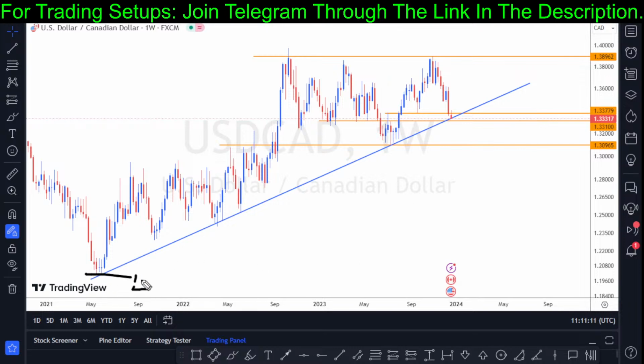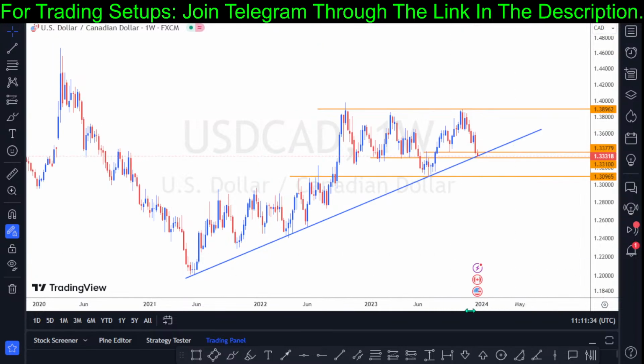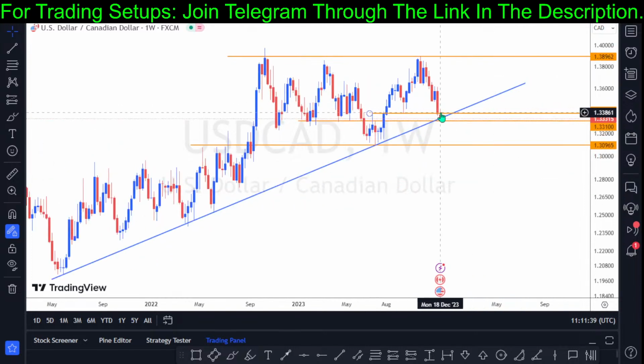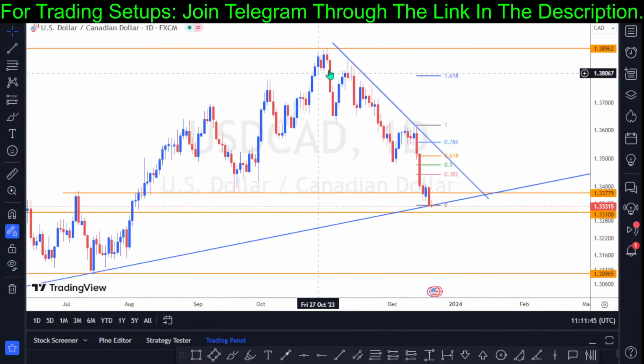Got a low right here, and then we got a higher low swing, multiple higher low swings, got a higher low swing right here. So this level could give us a higher low swing, right? So this is what I can see on USD Canada on the weekly chart. But based on what I can see on the weekly chart, there's a kind of strong bearish momentum. So based on the day chart, this is what we have on the day chart.